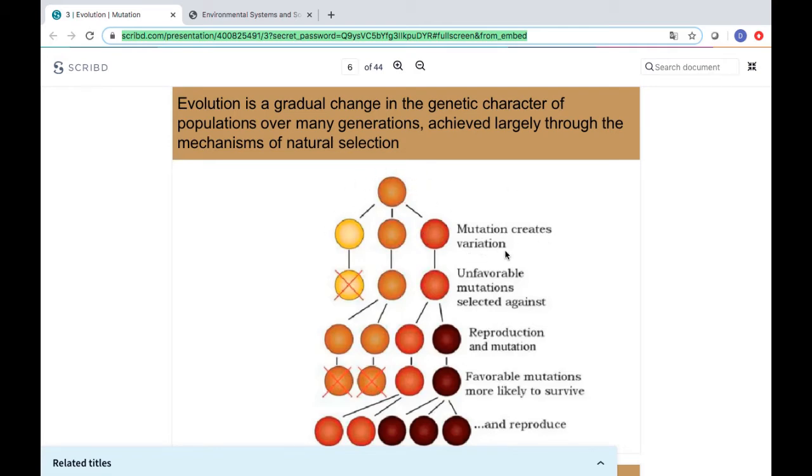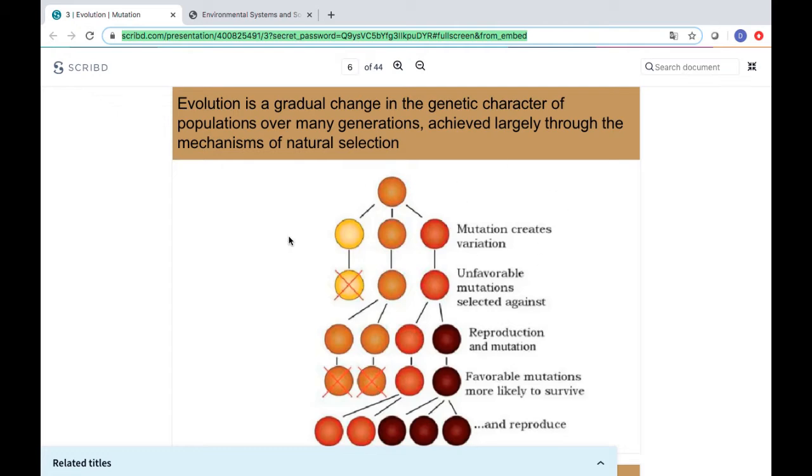Mutation creates variation. When a mutation happens, it can happen through a change in the pair of bases in the DNA molecule. So instead of having adenine and thymine in that place, something happened in the mechanism of replication, and instead of adenine and thymine, we're going to have cytosine and guanine. And that is going to change the protein that was produced at the beginning, and now a new protein is going to be produced, okay?